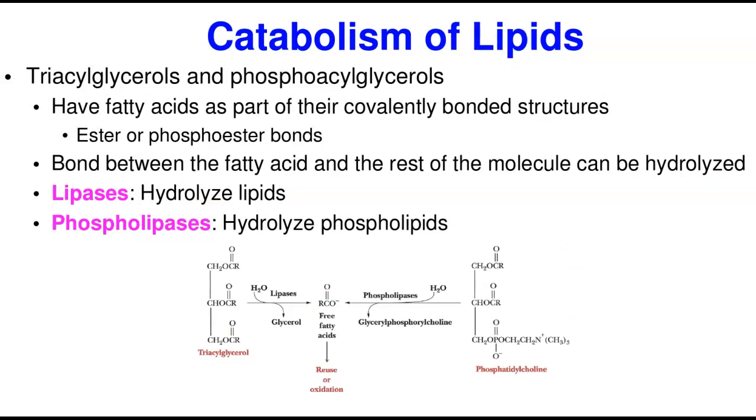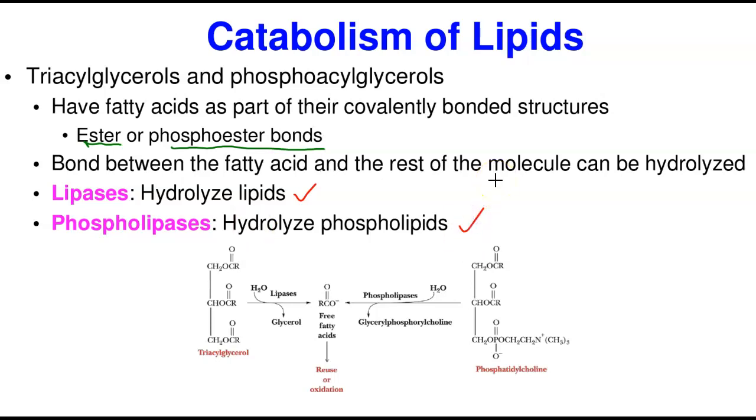So triacylglycerol and phosphoacylglycerol are the common forms of lipids we're going to see. They have fatty acid as part of their covalently bonded structure. Particularly, they are linked through either the ester or the phosphoester bond. The bond between fatty acid and the rest of the molecule can be hydrolyzed by the enzyme lipases. The lipases will hydrolyze the lipids without phosphate. The phospholipases will hydrolyze the phospholipids.